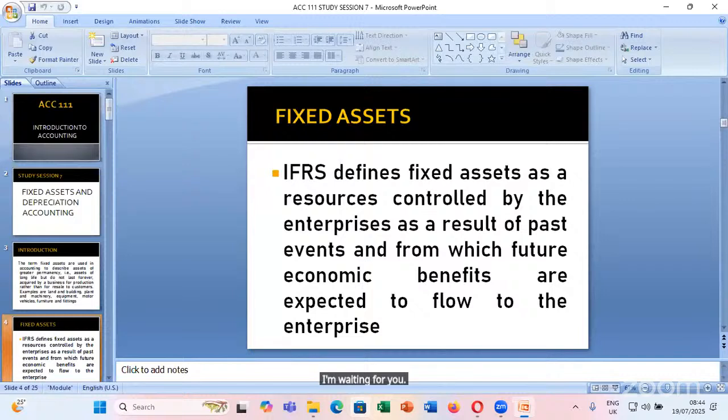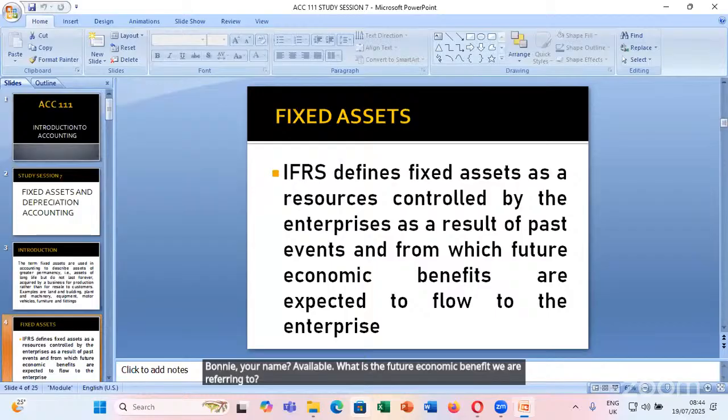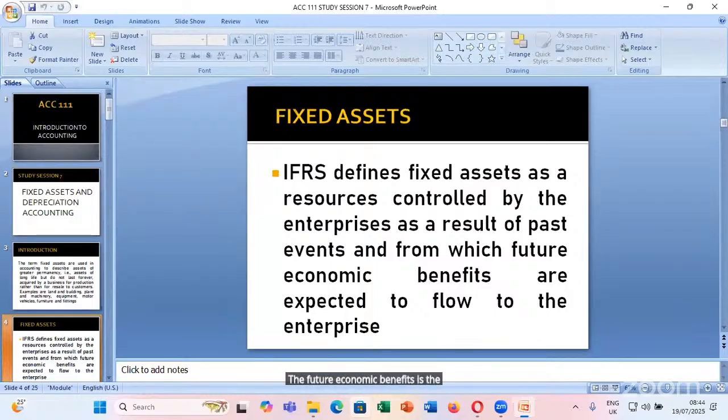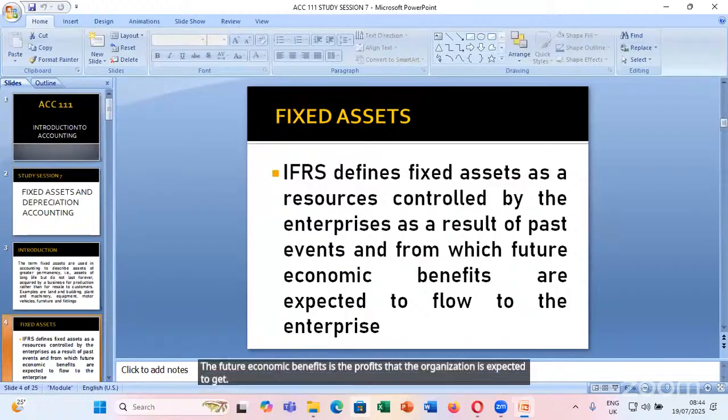Okay, because of our time. The future economic benefit. Hello, you want to say something? Yes, sir. Good morning. Your name? Vivo, sir. What is the future economic benefit we are referring to? The future economic benefit is the profit that the organization is expected to get. That's a very good one. Yes, the future economic benefit is the profit that will be generated as a result of the usage of that asset.